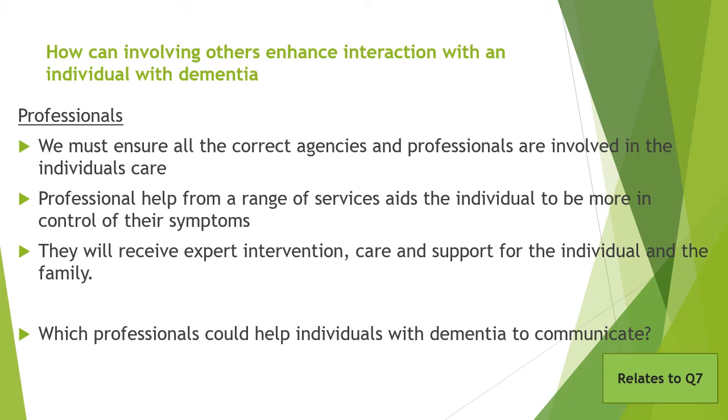Professional help from a range of services aids the individual to be more in control of their symptoms, and they will receive expert intervention, care and support for the individual and also for the family of the individual, because they need support as well as the individual. So which professionals could help individuals with dementia to communicate? So for a few minutes, have a think about that before you move on to the next slide.